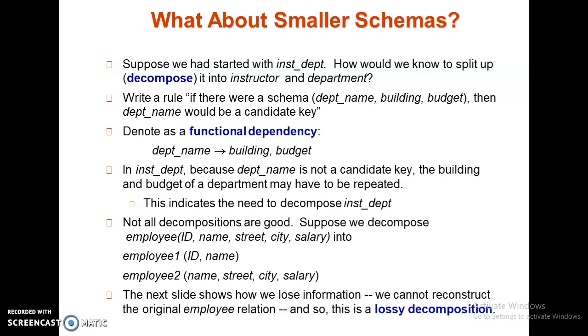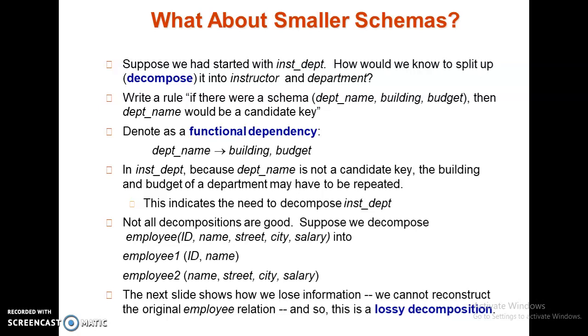First, let's look at the examples about the smaller schemas. Suppose we have started with an instructor department relation. How would we know to split up this instructor and department? That's what we are talking about. On what basis does this normalization, splitting up of a table into pieces, have to be carried out? It has to be fully reliant on the functional dependency that exists among the attributes.